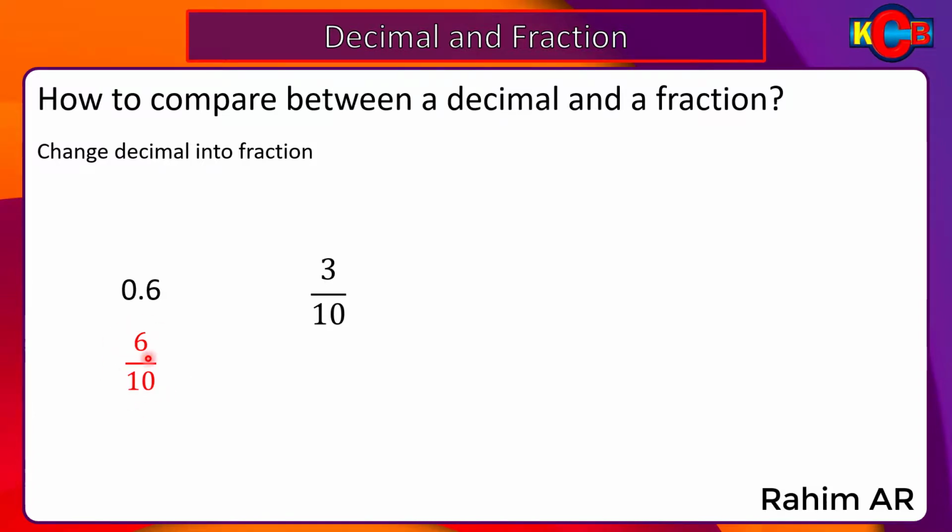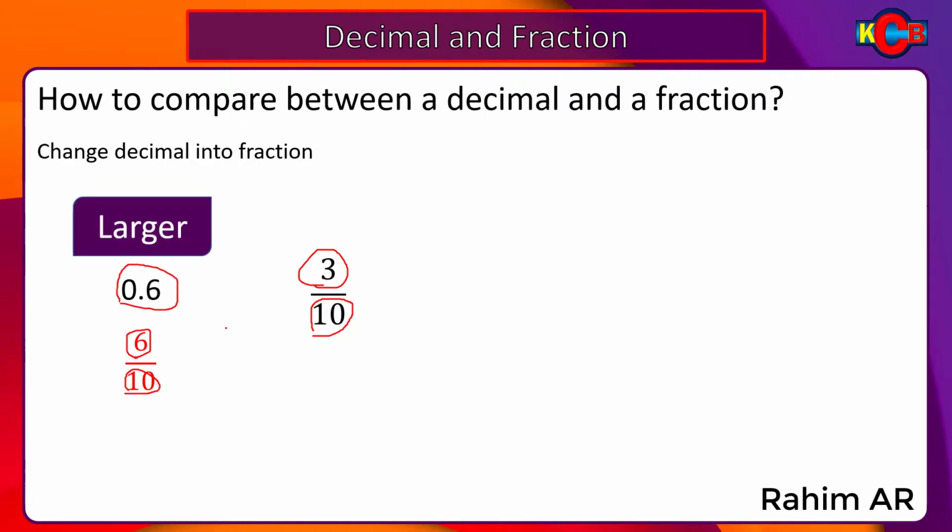This is a fraction. Since we already know how to compare fractions with fractions, we can directly compare them. Look at the numerator, 6 and 3, because these two fractions have the same denominator, 10. Since 6 is larger than 3, therefore 0.6 is larger and 3/10 is smaller.